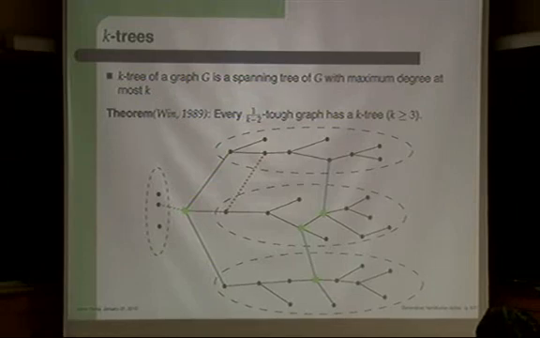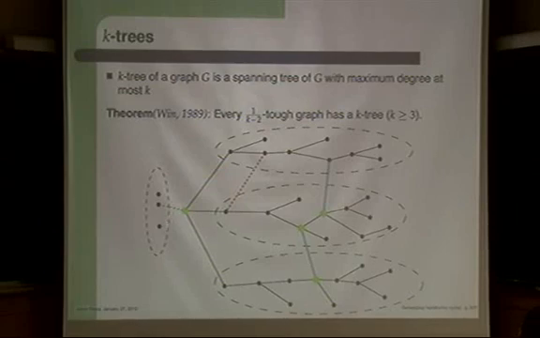Later on I will show you how it's related to a K-walk, but first I will show you a really simple proof of this theorem from Win, which gives a sufficient condition for existence of a K-tree in a graph. It says if the graph is 1 over K minus 2 tough, then it has a K-tree. The proof is as follows. Assume, for contradiction, we have a graph which doesn't have a K-tree. So in this graph, choose a tree, not necessarily spanning, which has maximum degree at most K.